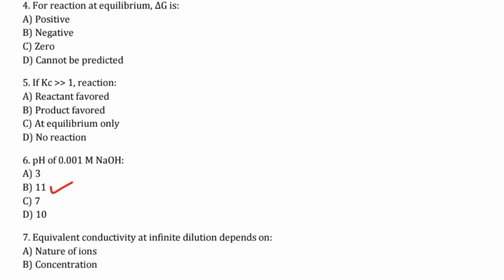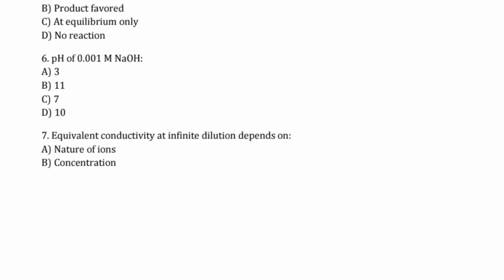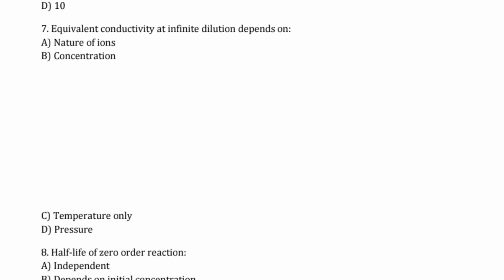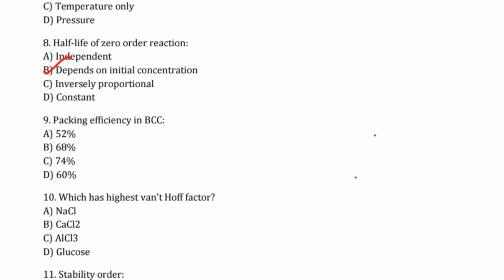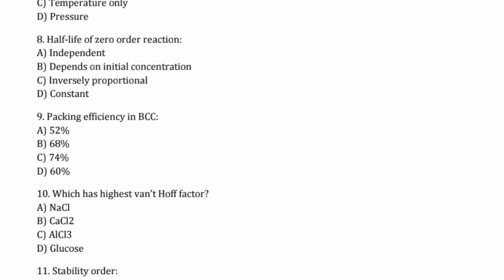Next, coming to equivalent conductivity at infinite dilution: does it depend upon nature of ions, concentration, temperature only, or pressure? Right students? What is the packing efficiency? This is 68%. Which has the highest Van't Hoff factor? Sodium chloride, here i is 2. Here i is equal to 3, and aluminum chloride is 4. This one is a non-ionic compound. So here our ionization factor is more for AlCl3.